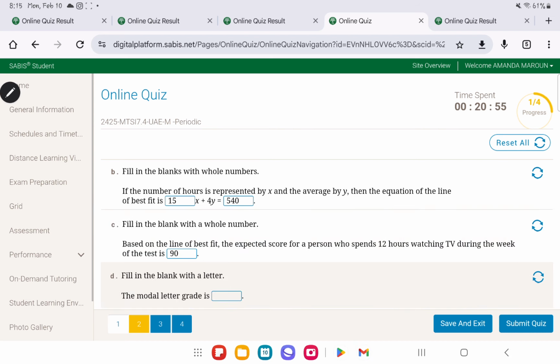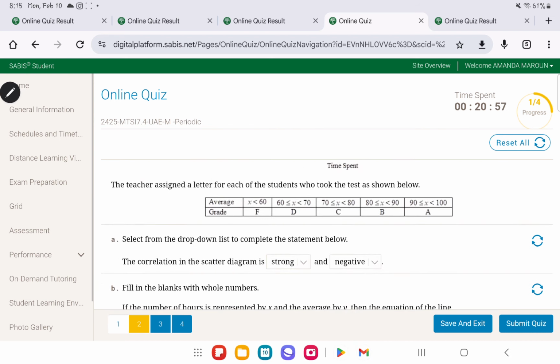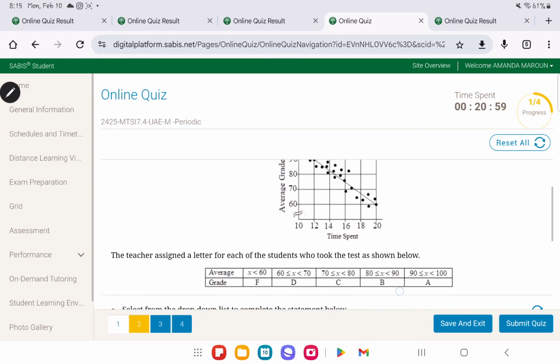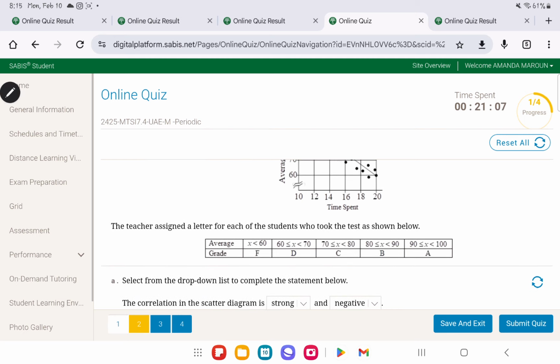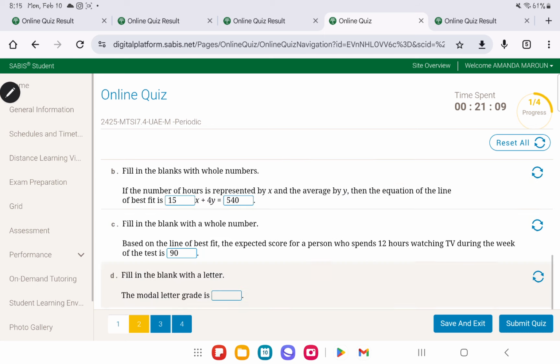Now the modal letter grade. The modal letter grade means the most occurring grade. So what you're going to do, you're going to look at the graph. You're going to see where the dots are most concentrated, which is over here, between 80 and 90. So you check, 80 to 90 is B. So the modal letter grade is then B.